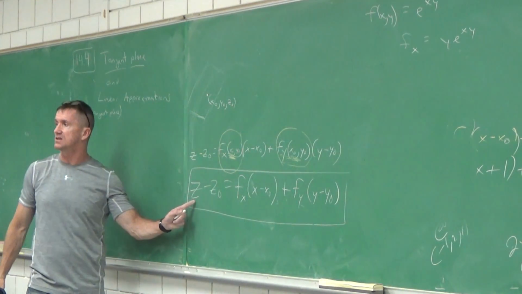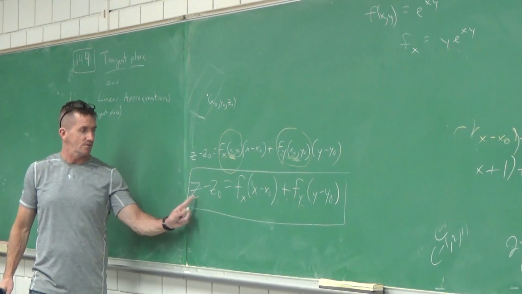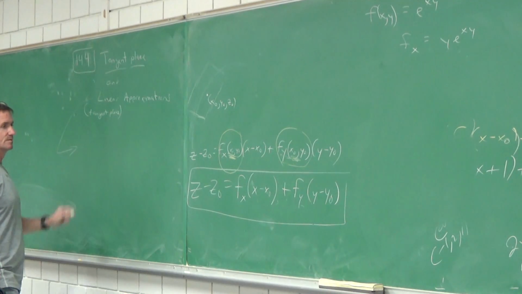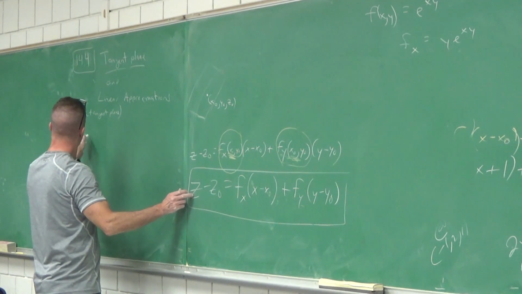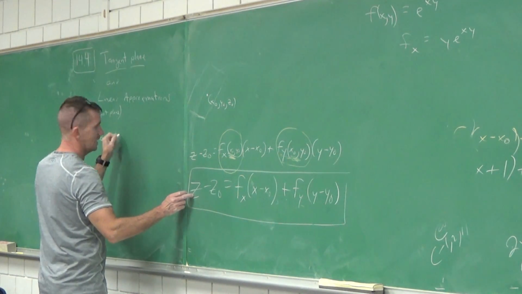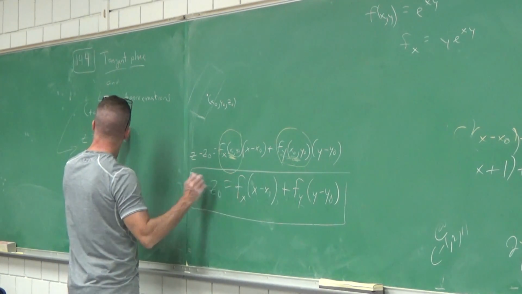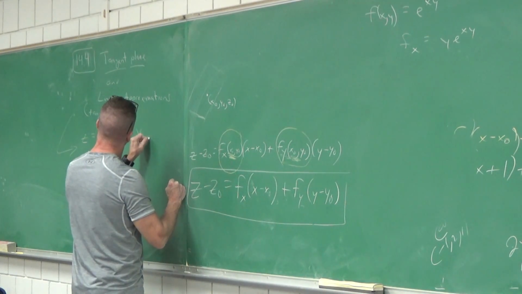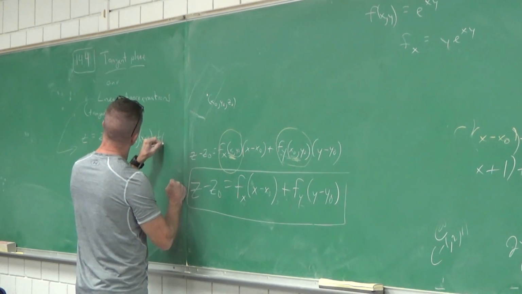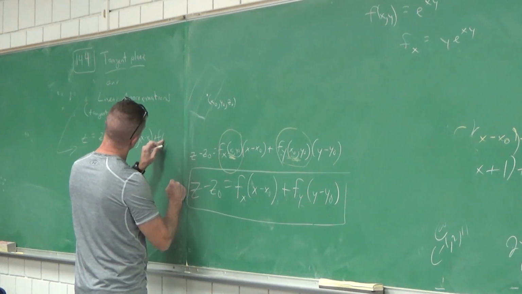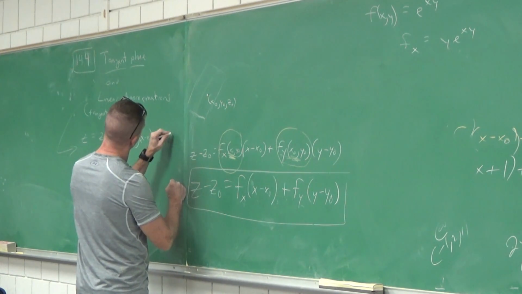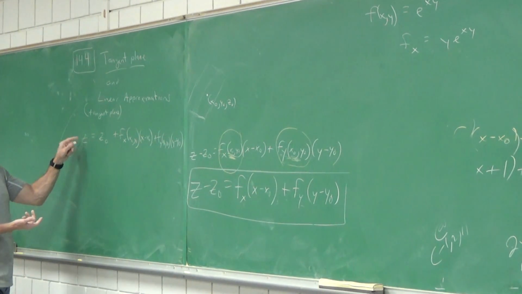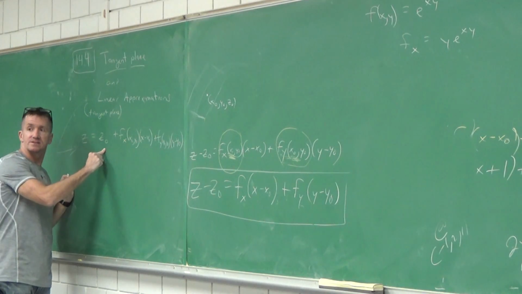So linear approximation will be the same formula here. I just have to solve for z. That's all. So when I solve for z, what would I get? That would be my equation for the linear approximation. z naught plus the fx value evaluated at the point, times x minus x naught, plus fy evaluated at the point x naught, y naught, times y minus y naught. All right, it's the same equation, right? So what I did was add a z naught to the other side.